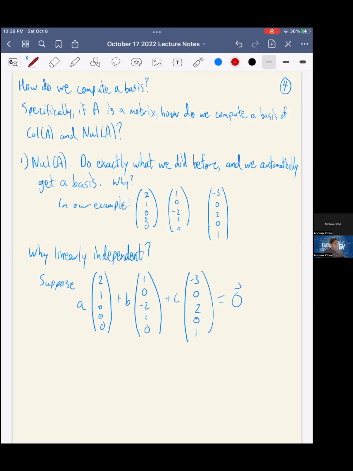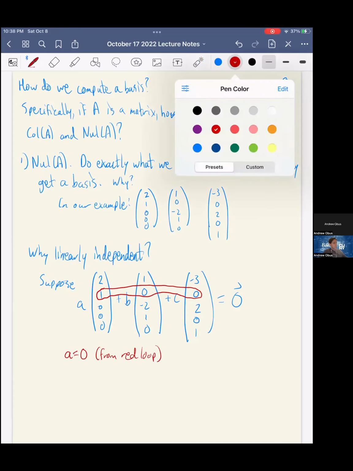Well, let's look at the second position in these vectors. If we're going to add up A times this vector plus B times this vector plus C times this vector and get the 0 vector, the second component certainly needs to be 0. And that means the coefficient over here is definitely going to have to be 0. So from the red loop, we're going to get that A equals 0.